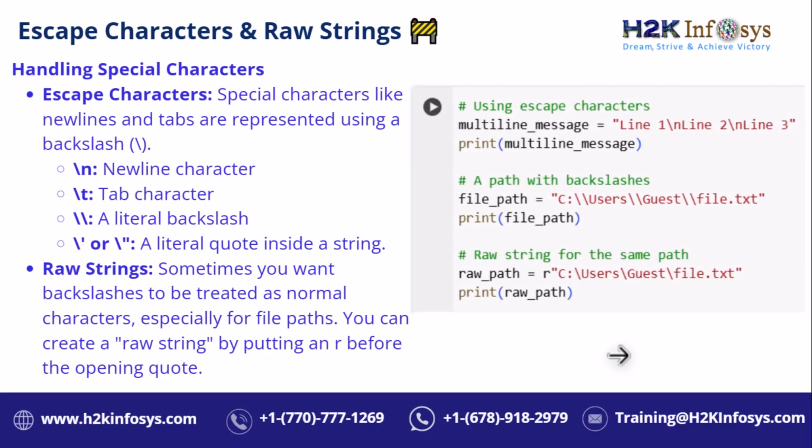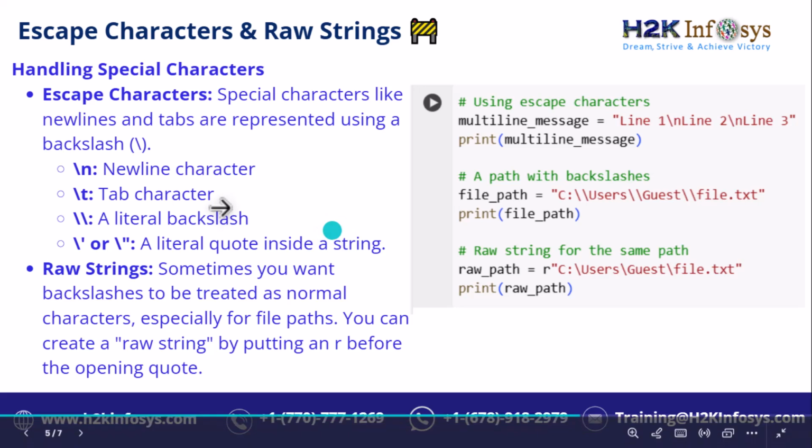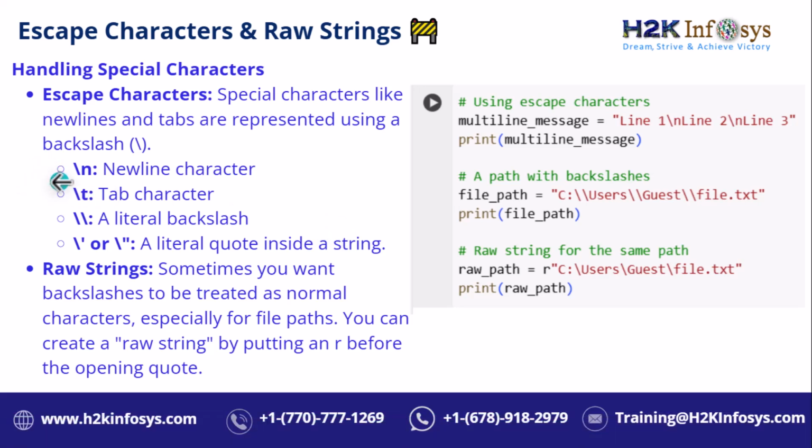And we have one more interesting thing here. We have this \n. This \n will redirect the sentence to a new line, and \t will give a space. Suppose you don't want to write additional spaces, then you can make use of \t that will create a space. And then here, double backslash.